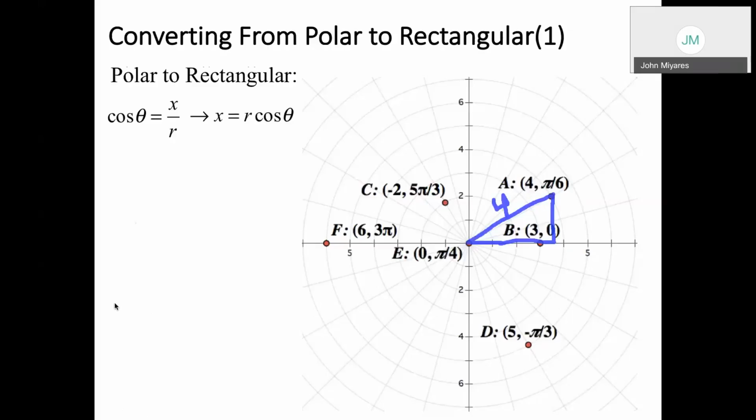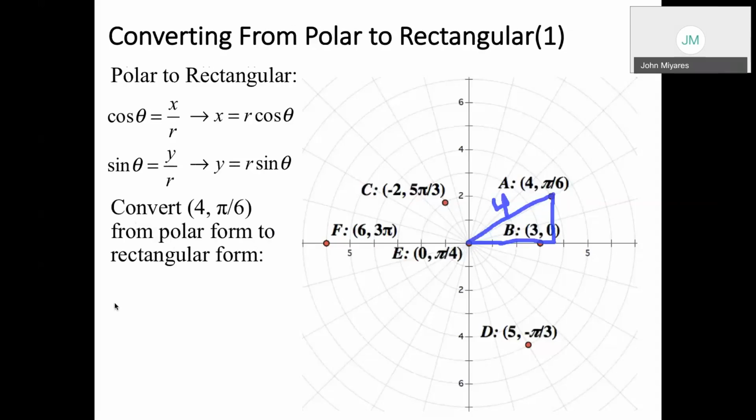Similarly, the y value can be represented as the opposite side in this reference triangle over the hypotenuse r, which after we multiply by r will give us y equals r times the sine of theta. So now let's say we actually wanted to convert the coordinates 4 comma pi over 6 from polar into rectangular.